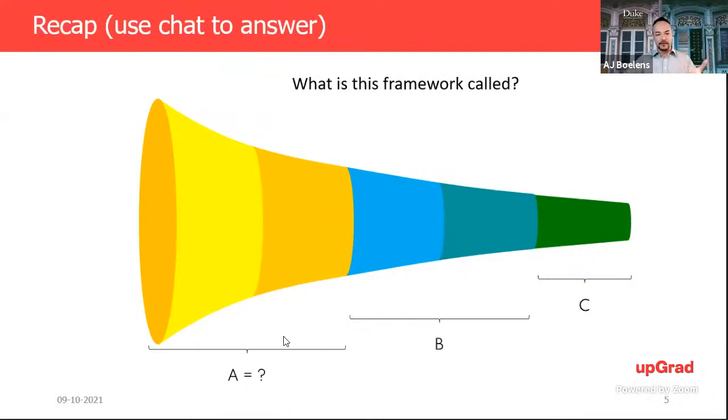So let's think about the first phase, or the first stages of phase gate or stage gate. What is this called? A. And then I want to find out what B is.